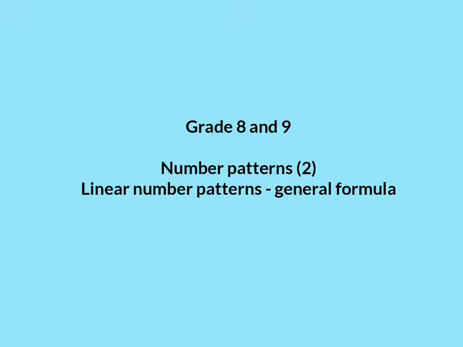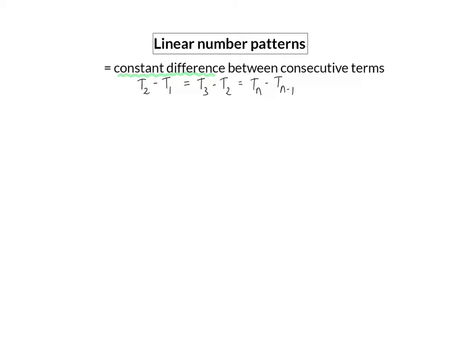In this video, we're going to have a look at how to determine the general formula for a linear number pattern. In the previous video, we saw that a linear number pattern has a constant difference between consecutive terms. We also had a look at describing in words the method of getting from one term to the next for a specific pattern. When you are working with number patterns, it is very useful to be able to get a general rule or general pattern for that number pattern. This is because a general formula can then be used to determine the value of any number in that sequence.